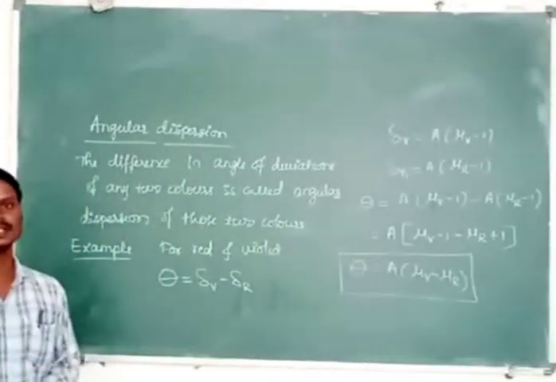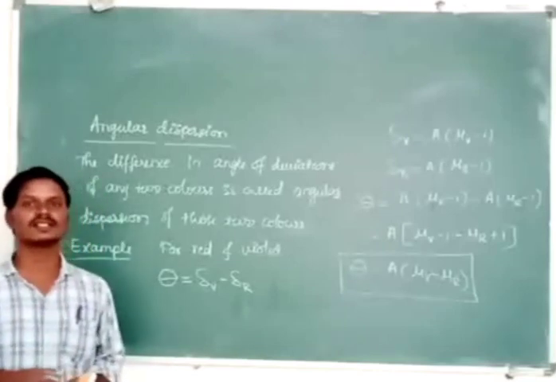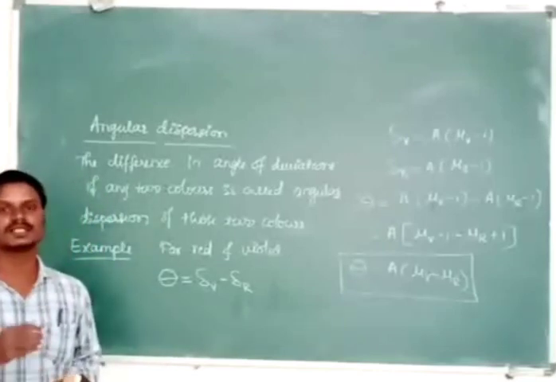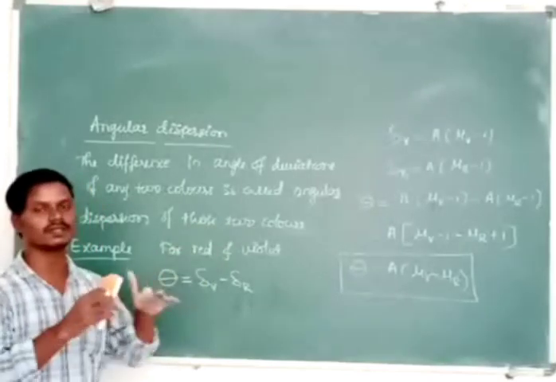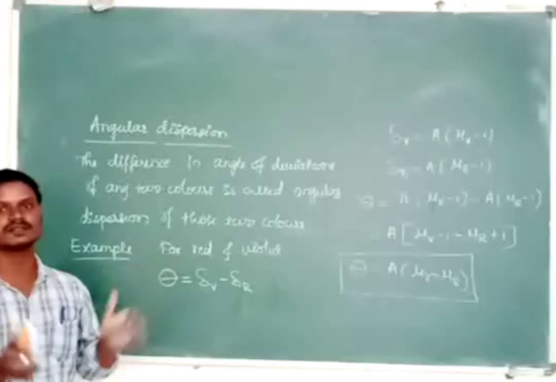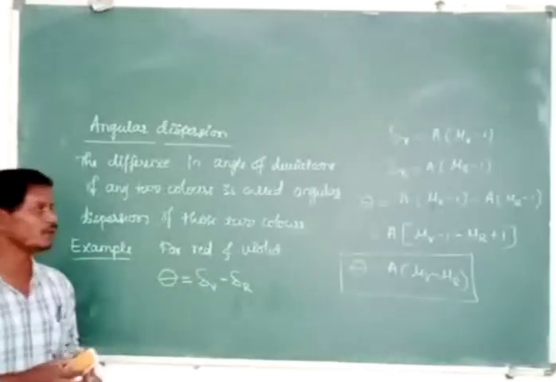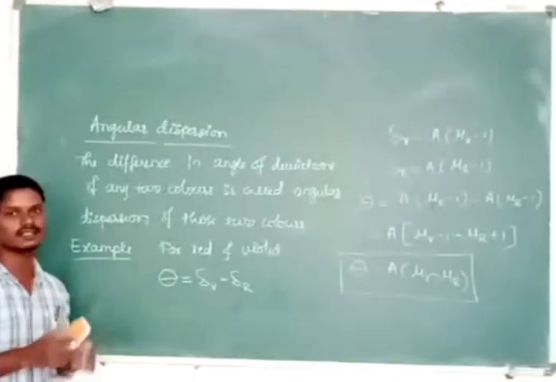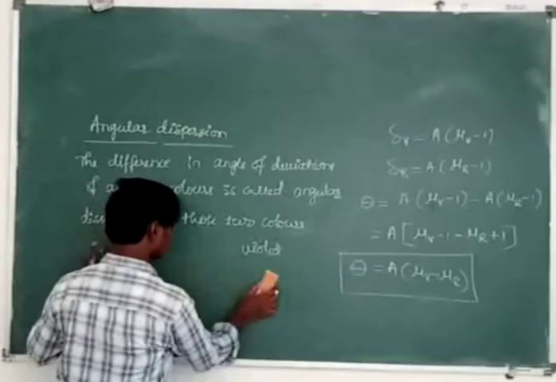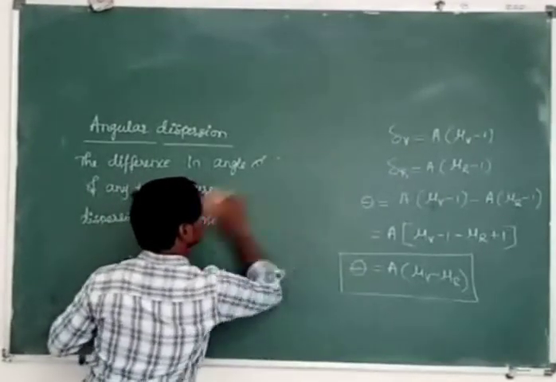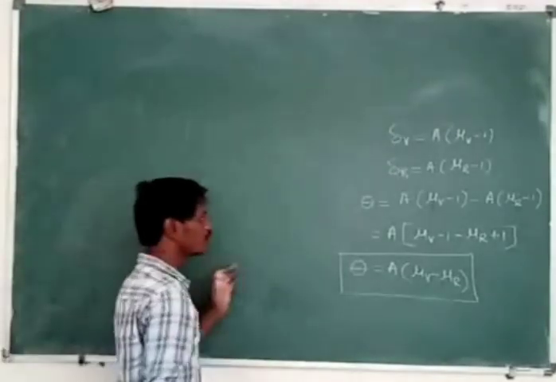Next we are going to deal with dispersive power. What do you mean by dispersive power? Dispersive power is the ability of the prism to disperse the light rays. Whenever light falls on the prism, the light can be dispersed into its constituent colors. That ability is called dispersive power. And on what factors does the dispersive power depend? So this is very important.